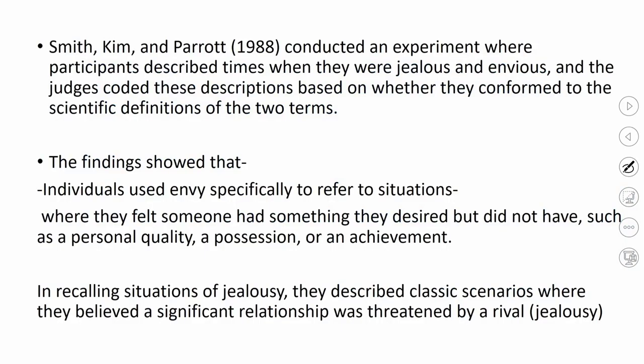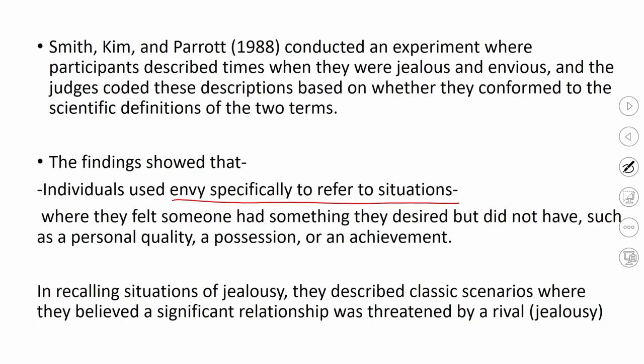Smith, Kim and Parrott in 1988 conducted an experiment where participants described times when they were jealous and envious. So, they tried to distinguish, in terms of people's understanding, how they see envy and jealousy and what the differences in the qualities are, and they coded how people describe jealousy and how they describe envy, and how they are different. So, that was the purpose of the study.